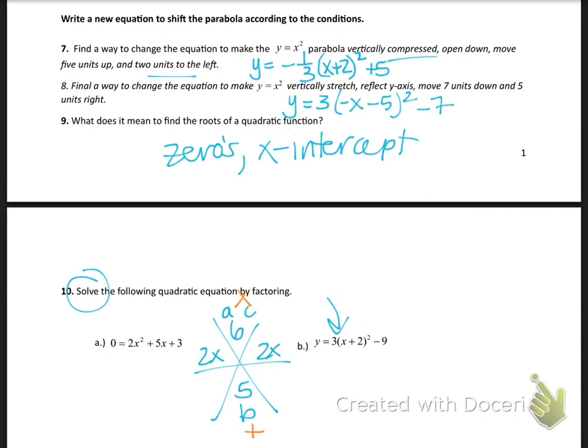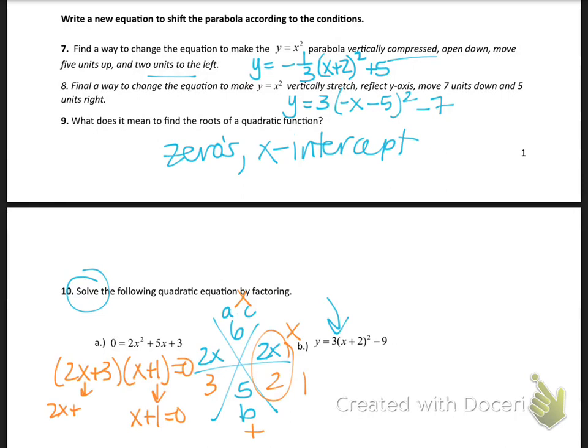Okay, so if I'm doing this, 3 and 2 multiply to 6 and add to 5. So I'm going to have 2x plus 3, and this one I can simplify. If I divide them both by 2, I get x and 1. So x plus 1. Okay, but if we're solving, I need the actual x-intercept. So this one, if I set it equal to 0, and this one, here's my ZPP property.